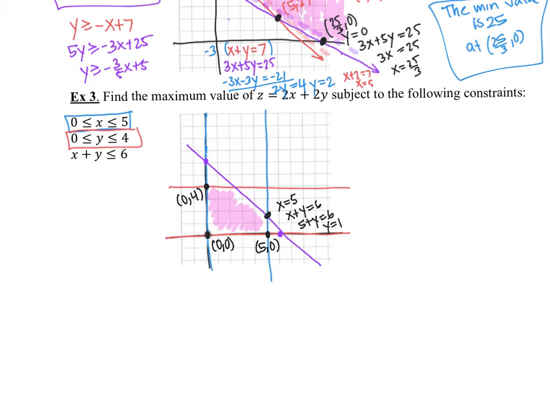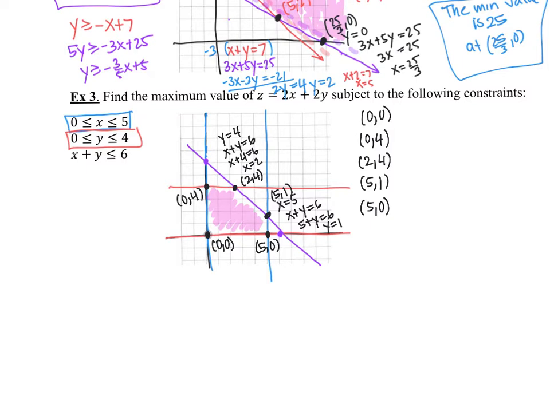So is that it? Oh, I guess it should have been at (5, 1). Okay, and then this one up here is at y equals 4 and x plus y equals 6. So this should be at (2, 4), even though my graph's a little off. I don't mind your graph being off because you're going to show your work. And then it won't matter. So (0, 4), (2, 4), (5, 1), (5, 0). Okay, I'm trying to find the maximum value here.